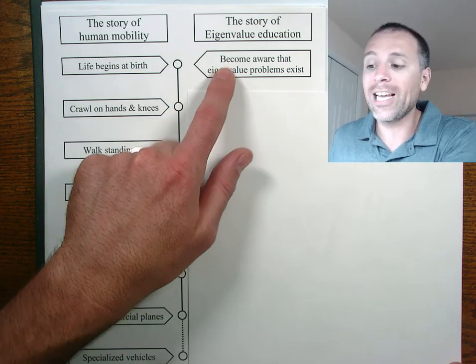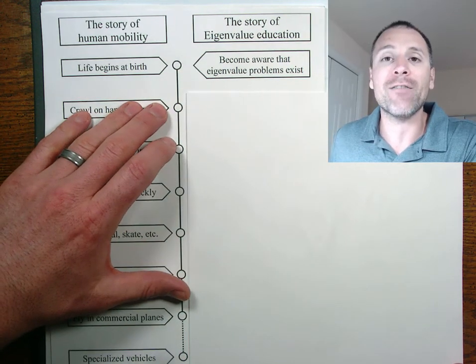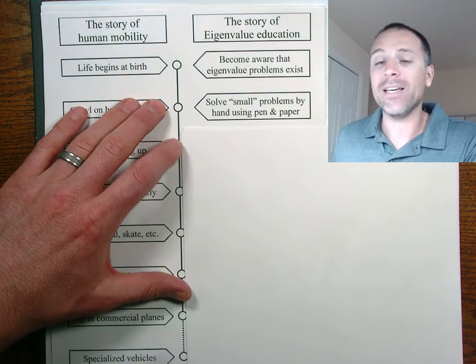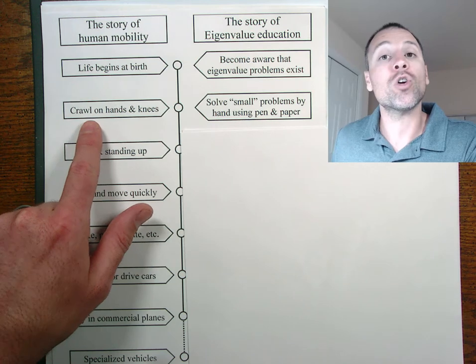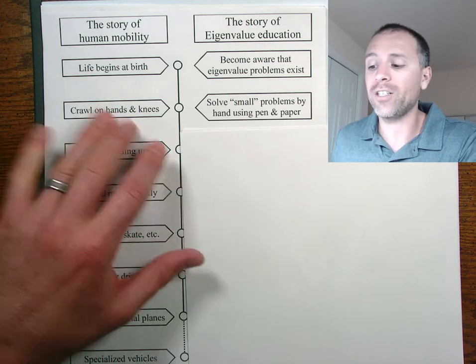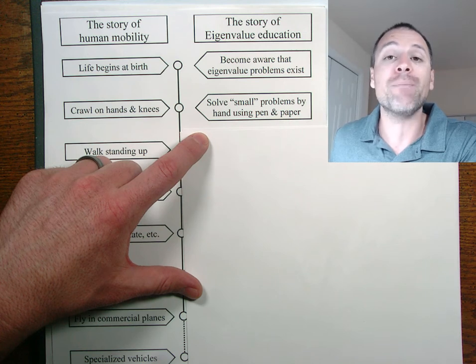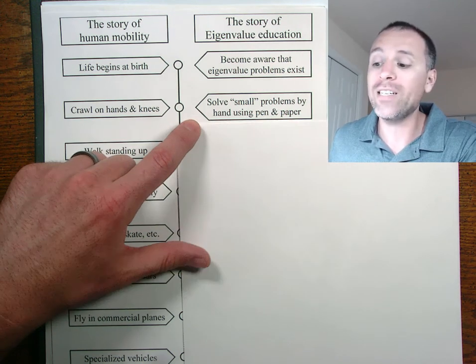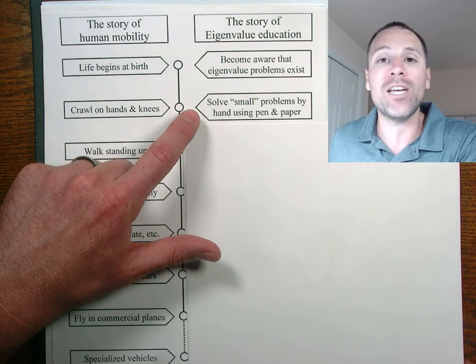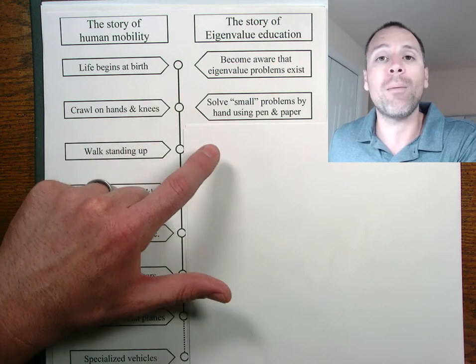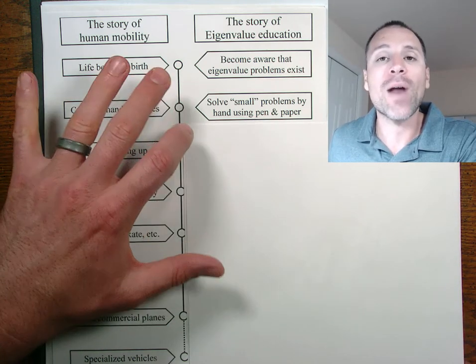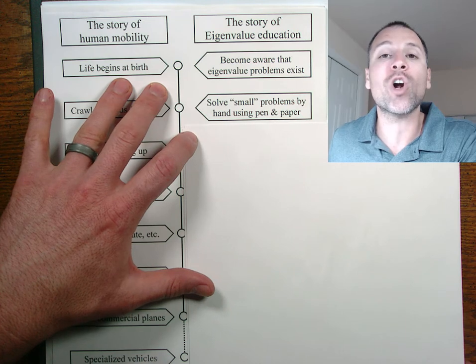Once we're born into the space of needing eigenvalue theory, my claim is the first step in order to learn to crawl, to move around on our hands and knees, we need to know how to solve small problems by hand using pen and paper analysis. The reason is we want to start to set the foundation for more complex problems by getting our head around how these things work using our own brains.